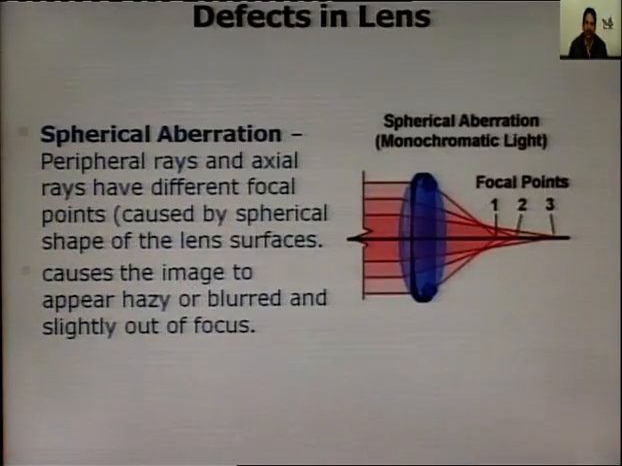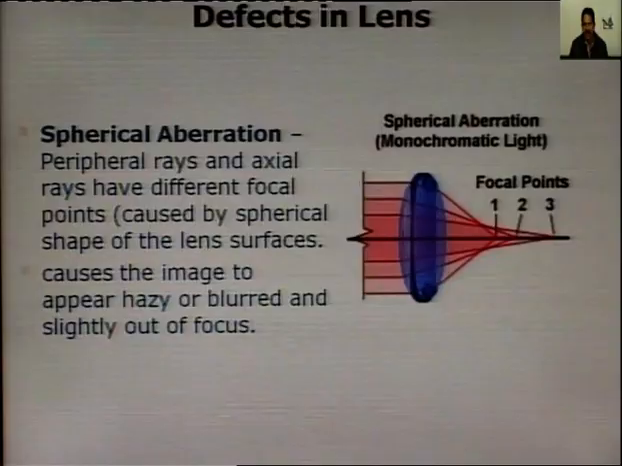Defects in the image formation by the lens. The image formed by the lens is not an exact replica of the object. So this departure of the image formed by the lens from the object is called defect in image formation, or we call it aberration. These aberrations are of various types. First of all, we will discuss spherical aberration.